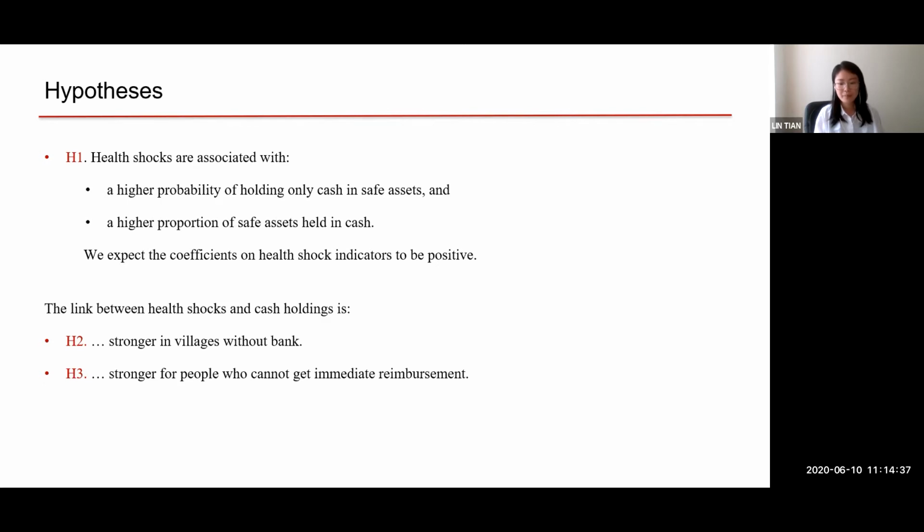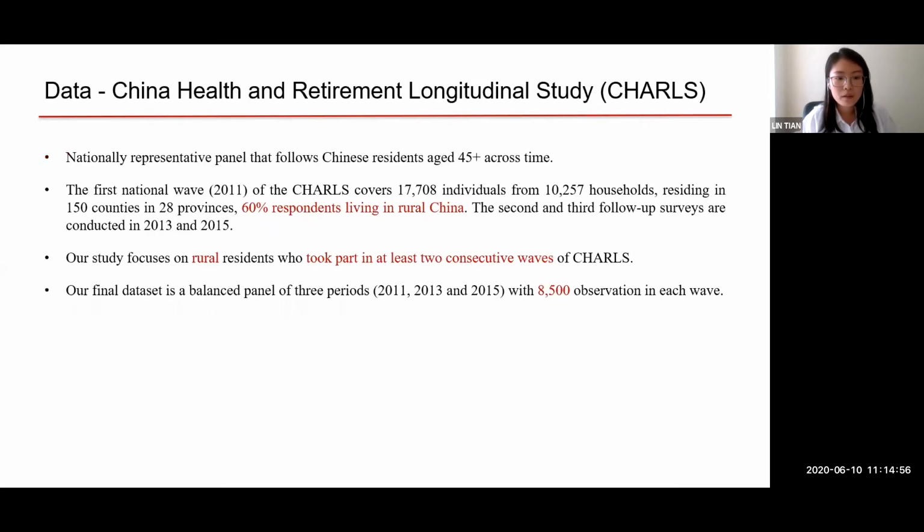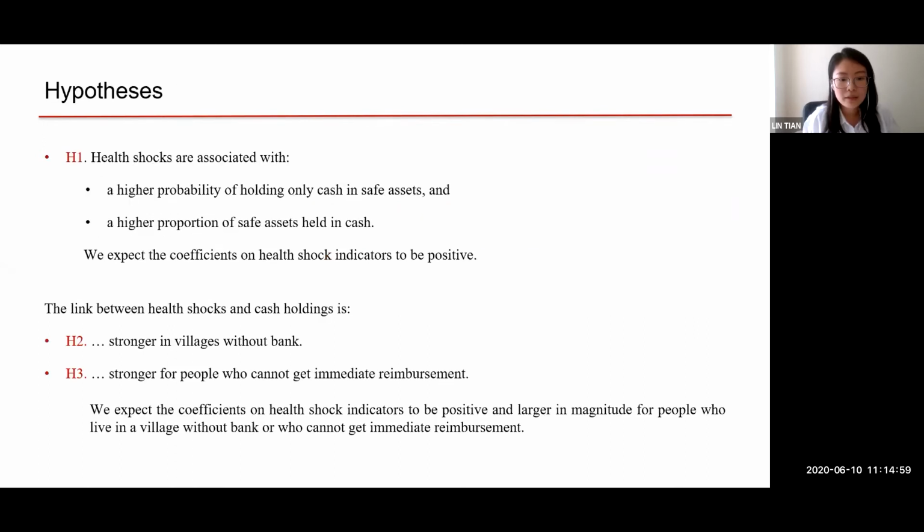So for this kind of people, the association between health shock and cash holding may be stronger because their health insurance is less protective. So they're more likely to be affected by health shock financially. Okay, so that's our three hypotheses. So if the second and third hypotheses hold, we expect to find the coefficients on health shock to be positive and larger in magnitude for those who live in a village without bank or who cannot get immediate reimbursement, because they seem to be less protected.